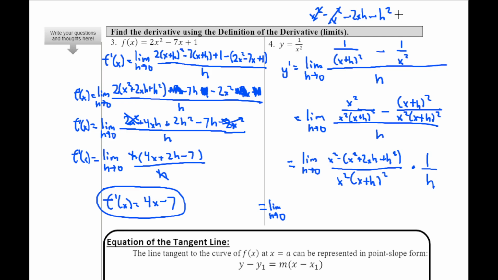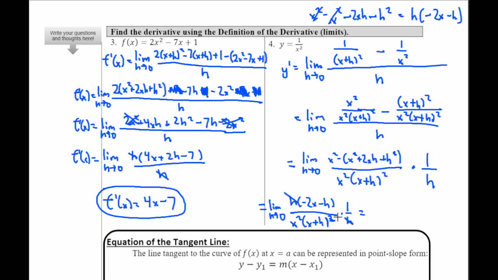And you can also factor out the h here. So that's h times negative 2x minus h. So I'm just going to write that right here. h times negative 2x minus h all over x squared times x plus h squared. That's a squared, sorry, times 1 over h. Again, if you're doing these right, there's going to be an h that cancels out on the top and bottom, like right here.